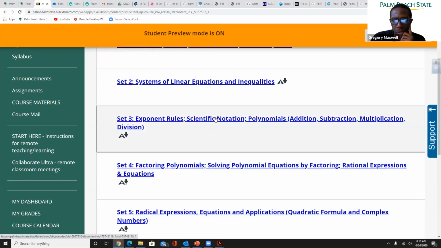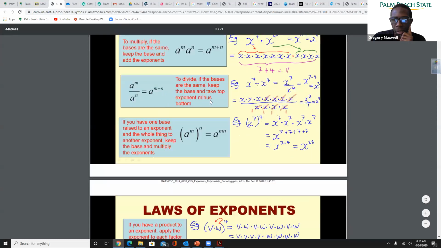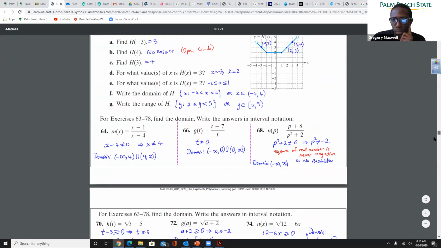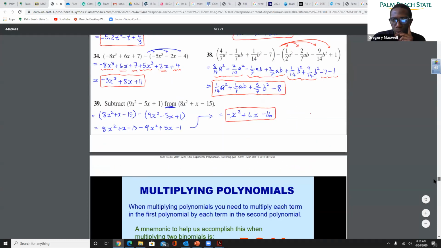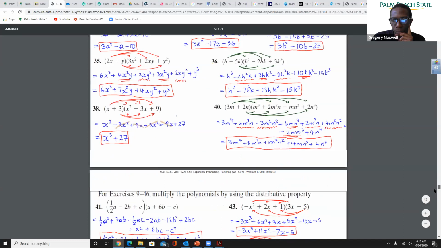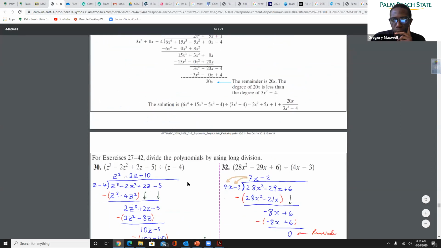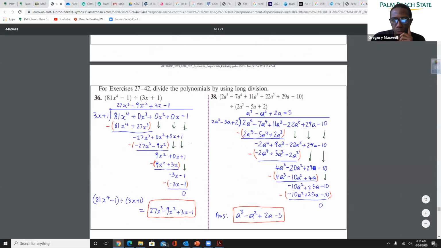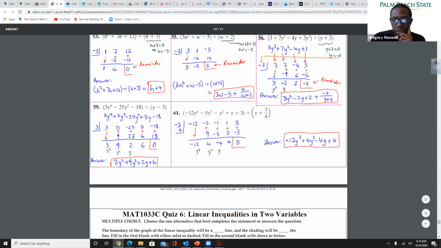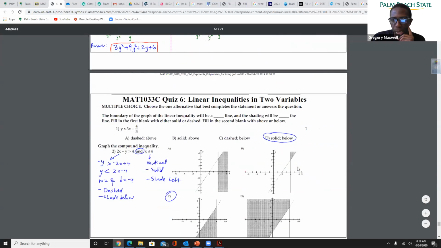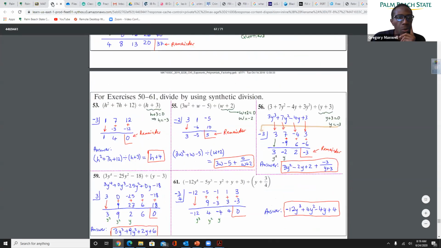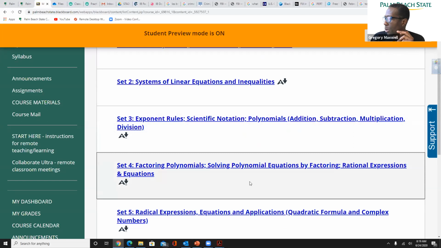Exponent rules, scientific notation, polynomials, addition, subtraction, multiplication, division. Those are notes I did in class with students, so it's pretty extensive. And if you scroll down toward the bottom, you will see it talking about dividing polynomials with additional examples. 1, 2, 3, 4. Four examples there, and a number of examples speaking about synthetic division. Okay, so those are resources for you to review about dividing polynomials.